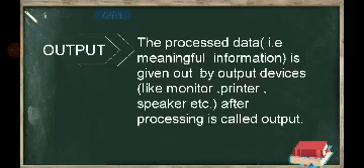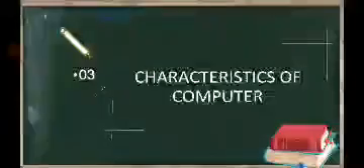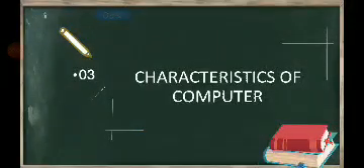Output means the processed data. After the data is processed, that is called the processed data, and we also call it meaningful information. The meaningful information is given out by the output devices, like monitor, printer, speaker, etc. That is called the output. Okay. So this is all about the working principle of computer. Hope you are understanding it.